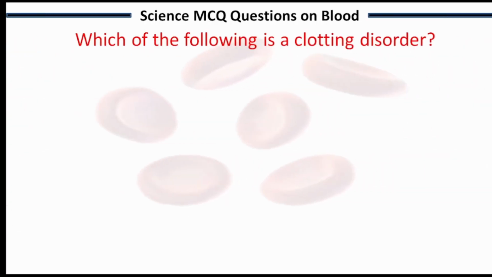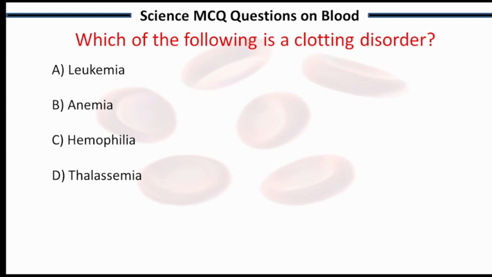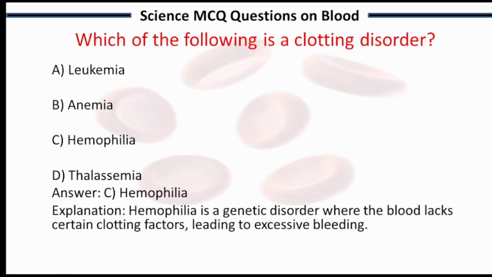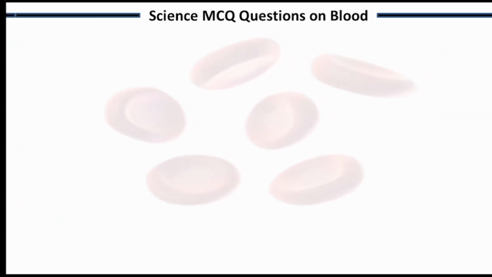Which of the following is a clotting disorder? A. Leukemia, B. Anemia, C. Hemophilia, D. Thalassemia. Right answer is hemophilia. Hemophilia is a genetic disorder where the blood lacks certain clotting factors, leading to excessive bleeding.